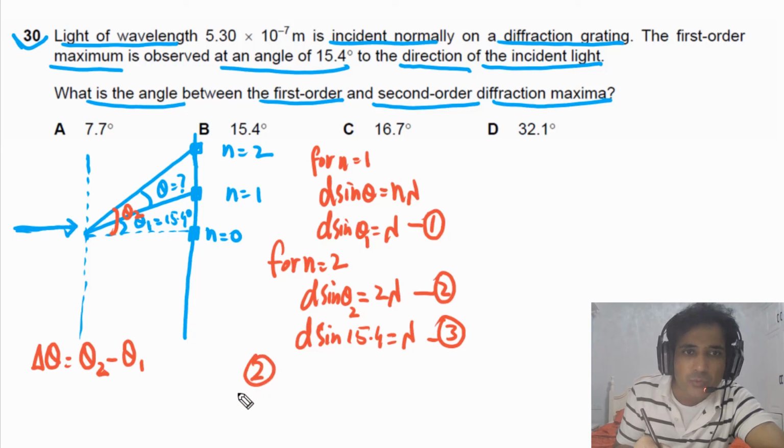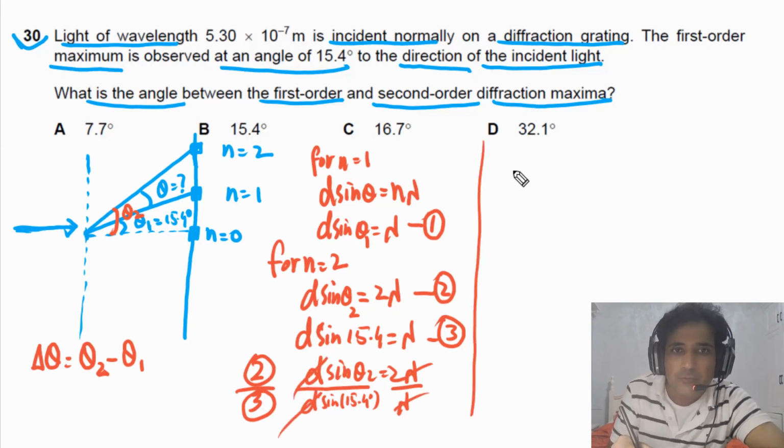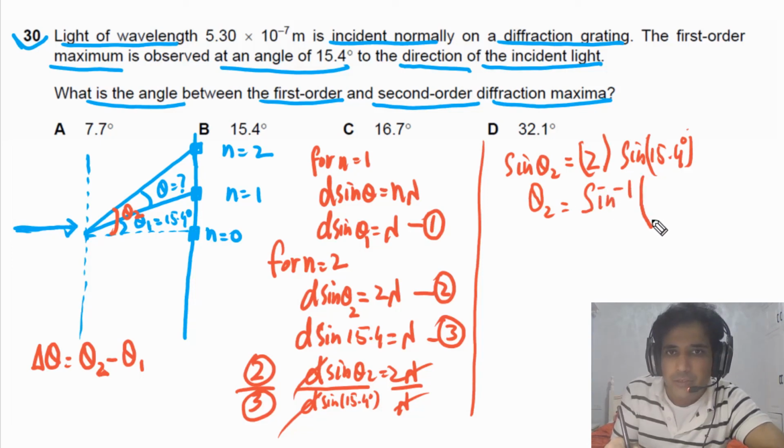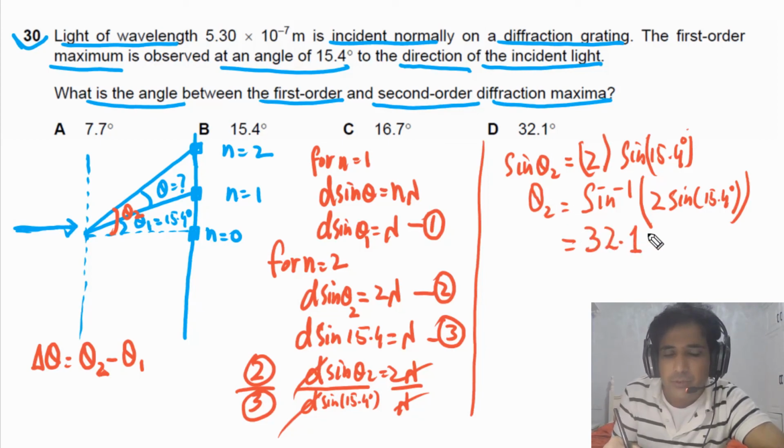Now if we divide 2 by 3, we can calculate the value of theta 2. We write d sine theta 2 equal to 2 times lambda, divided by d sine of 15.4 degrees, which is equal to lambda. Now we can cancel lambda with lambda, and d with d. So sine theta 2 will be equal to 2 times sine of 15.4 degrees. From here theta 2 is sine inverse of 2 sine of 15.4 degrees. If we solve this, we get the value of theta for the second order, which is equal to 32.1 degrees.